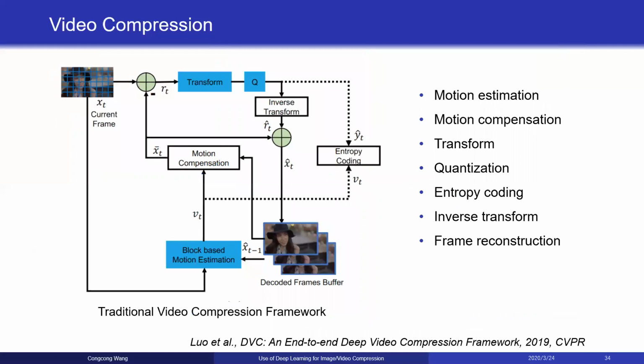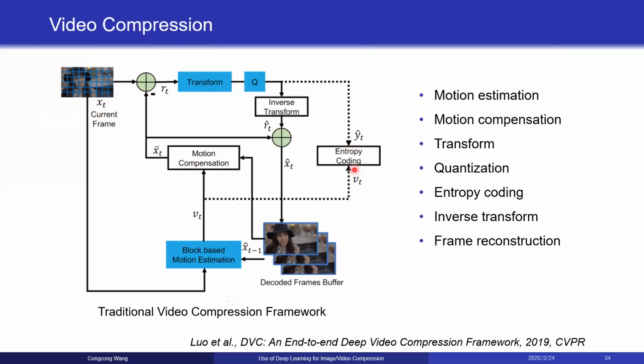A brief video compression framework is shown here. A motion estimation block is added to estimate the motion between frame x_t and frame x_{t-1}. And this motion vector is sent to a motion compensation block to compensate this frame. And the output of this block will be quite similar to x_t. And the difference between this signal and x_t is sent for compression, and sent for transmission and storage.